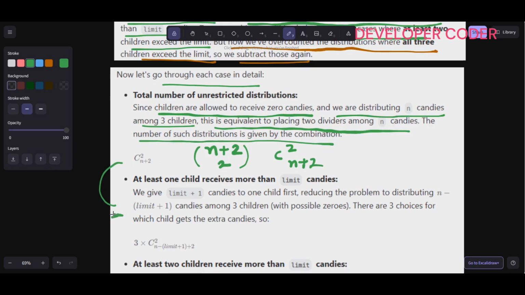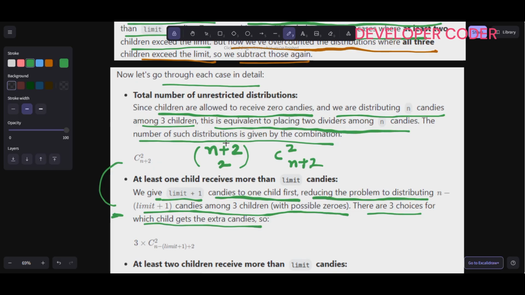We have to subtract this. So we give limit plus 1 candies to one child first. It reduces the problem to distributing n minus limit plus 1 candies among 3 children with possible zeros. So there are 3 choices for which child gets the extra candies.